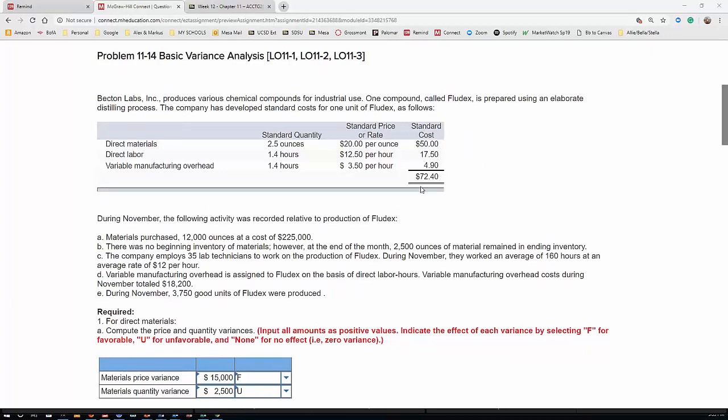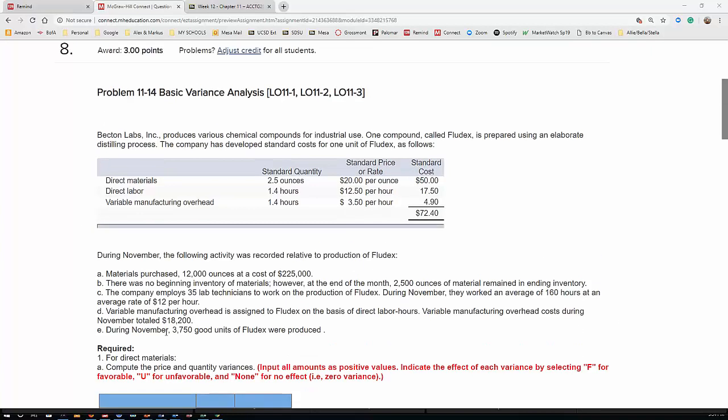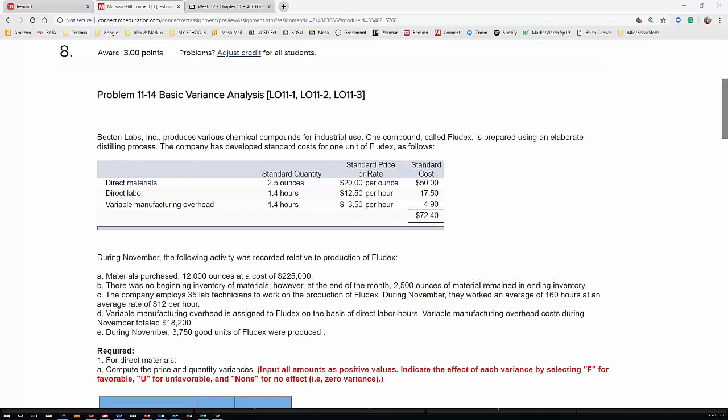This is very typical of chapter 11, how they'll say this is what should be used, this is how much it should cost, this is how much variable manufacturing overhead we should have. That's a predetermined overhead rate, by the way, in case you remember that from chapter 3. Then it's followed up by some actuals. This is the actuals over here. And now it says compute the price and the quantity variance.